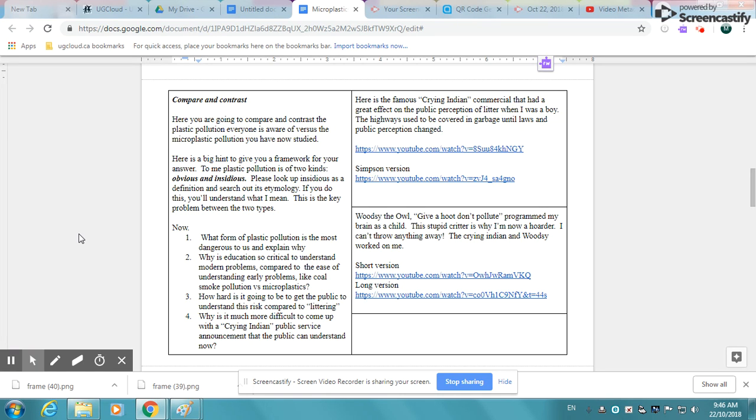What form of plastic pollution is the most dangerous to us, and explain why. And this is something I keep going on about. Why is education so critical to understand modern problems compared to the ease of understanding early problems like coal smoke pollution compared to microplastics? In our previous history, people would just dump their poop out of pots in their houses onto the street. I think everyone walking the streets of London in 1650, and the street was full of human feces, urine, dead cats, dogs, that you could actually grasp what the problem was.